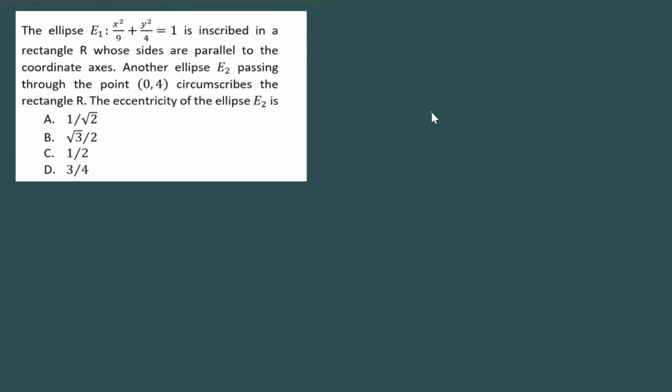Hello. In this problem, the equation of an ellipse is given. This ellipse is inscribed in a rectangle, and the problem says there's another ellipse passing through a given point, but this ellipse circumscribes the given rectangle. So we need to find the eccentricity of that ellipse.